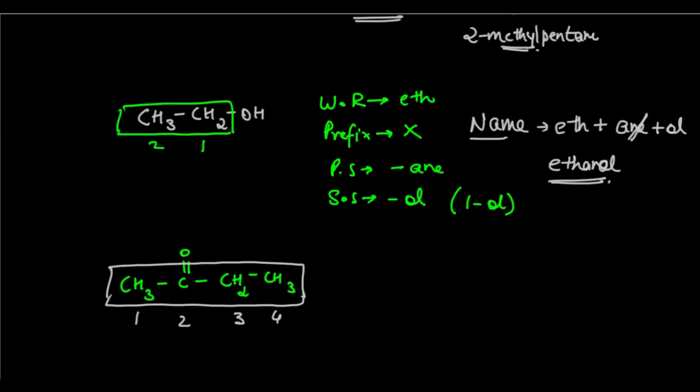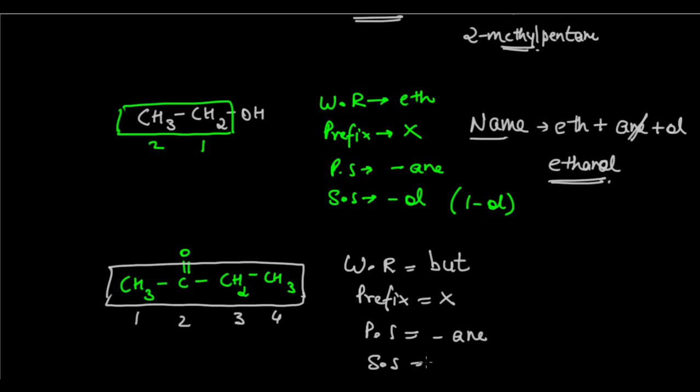So this is 2. Now let's just write down our data. Word root is but because there are 4 carbon atoms. Prefix none, obviously because there's no substituent. Primary suffix, all single bonds, so ane. Secondary suffix, what kind of functional group do we have? It is a ketone, so it will be 2-one. Why 2-one? Because it is attached to the carbon atom with the number 2, so 2-one.